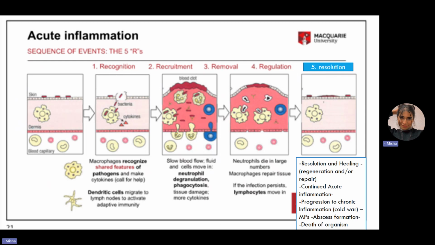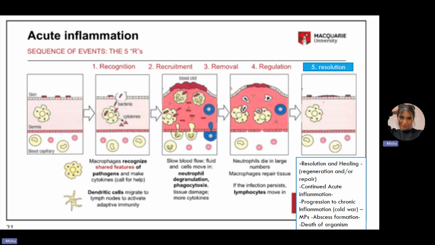And finally, we can go on to resolution. Now, the best outcome of resolution would be healing, right? So resolution and healing: the vessel permeability decreases, and constriction also returns to normal. The migration will stop, and tissue healing begins, either regeneration or repair. Again, I said that you will be taught about that in the later videos.